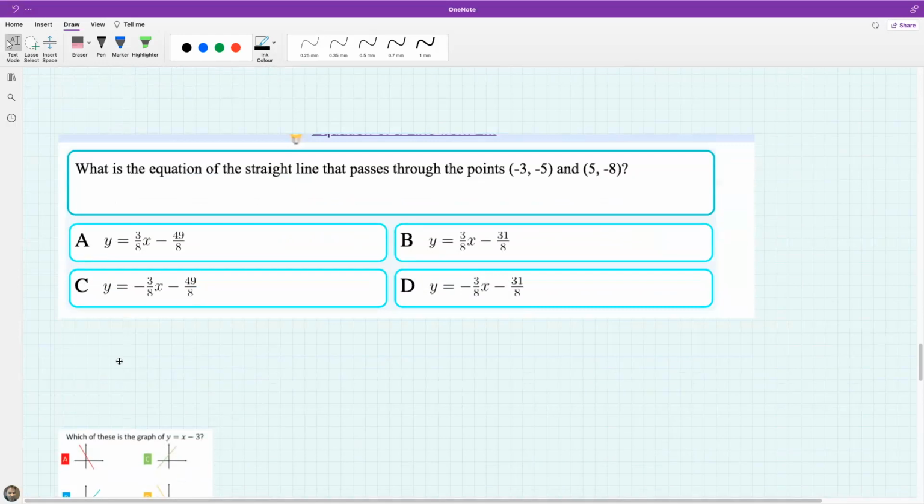You want to get to the point where literally finding the equation of a straight line is like adding 5 plus 5. That's the point of how boring it must be for you if you want to do really well. And the good news is you can get there. It's just about practice.